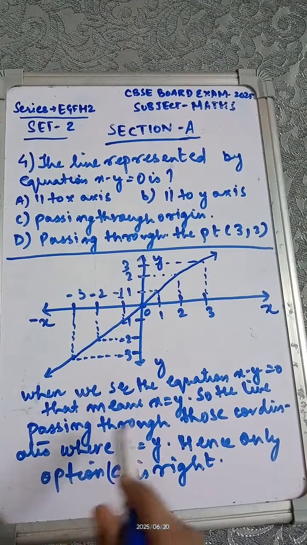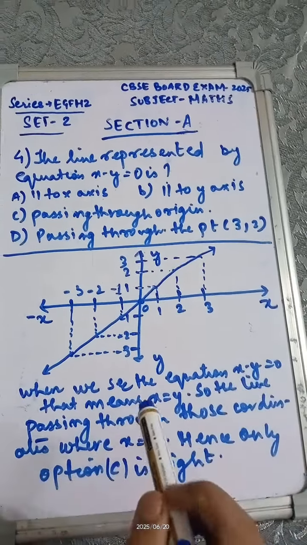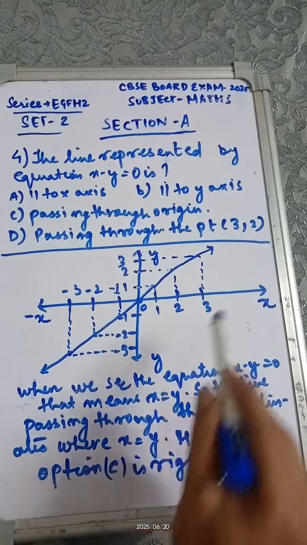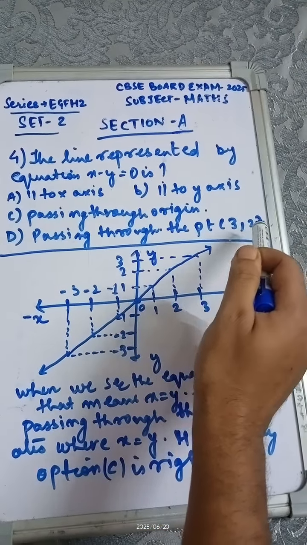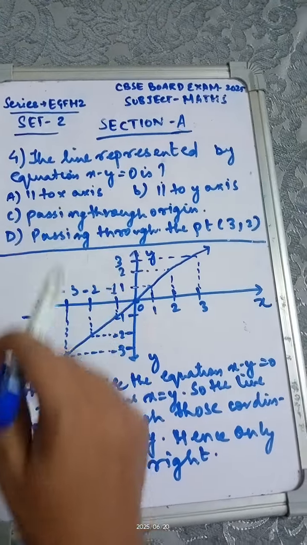Passing through the point (3, 2)? As I already said, by this line equation x minus y equal to 0, only those points will be selected where the x and y coordinates are matching. But here the x coordinate is 3 and the y coordinate is 2, so this option is also eliminated. Finally, only option C is right.